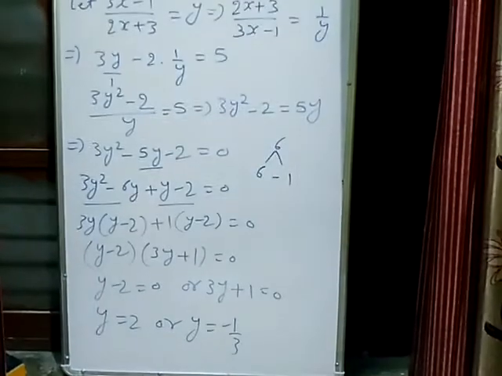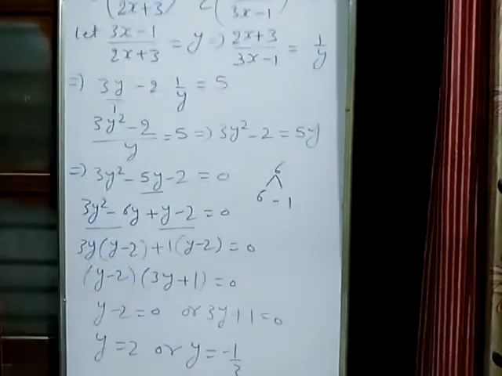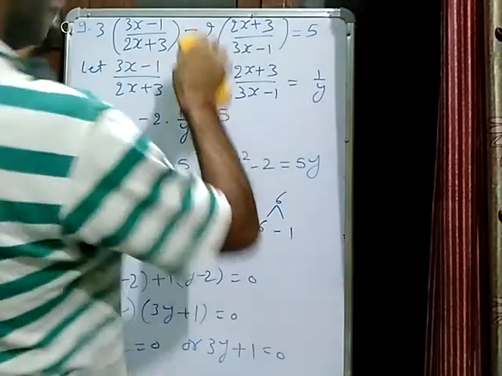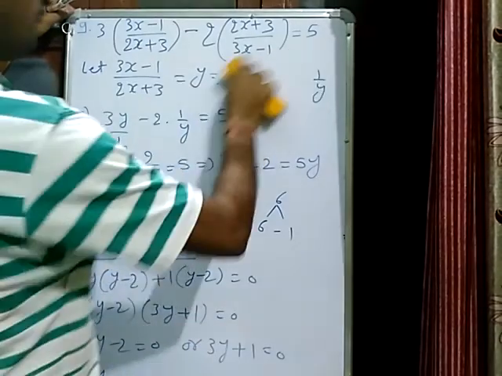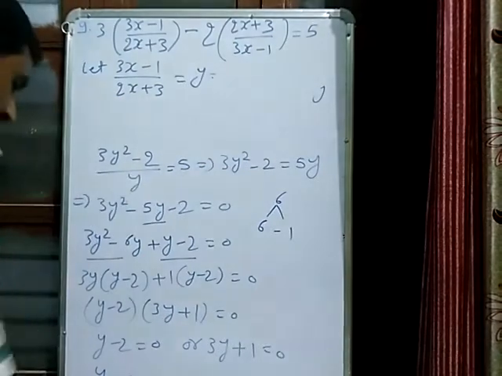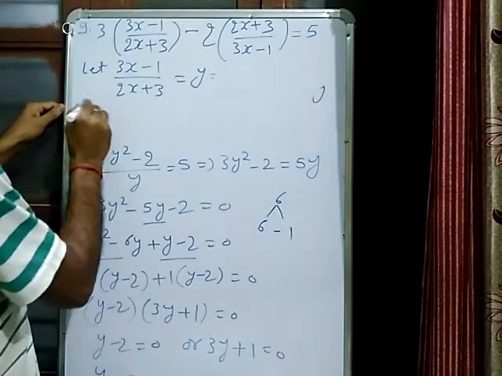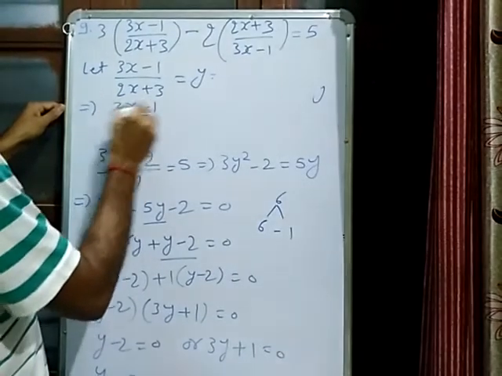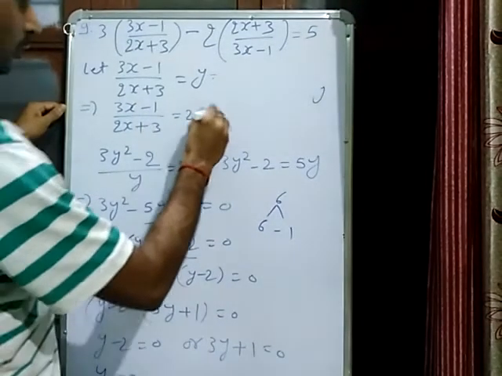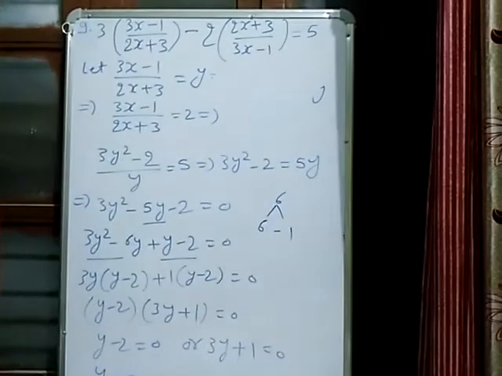So to find out the value of x, we will put the value of y once as 2 and once as -1/3 here. So if I put the value of y here, first value y is 2. So if we put 2 in place of y, then 3x minus 1 upon 2x plus 3 is equal to 2, right? Then do the cross multiplication.